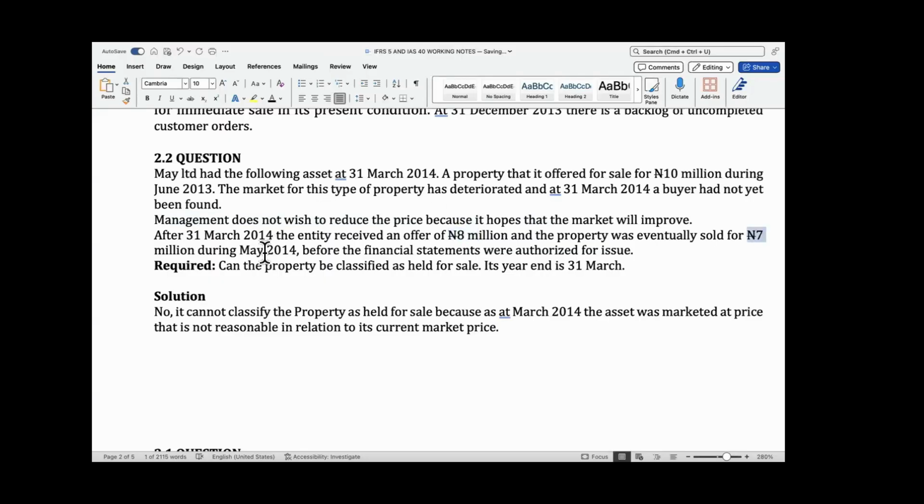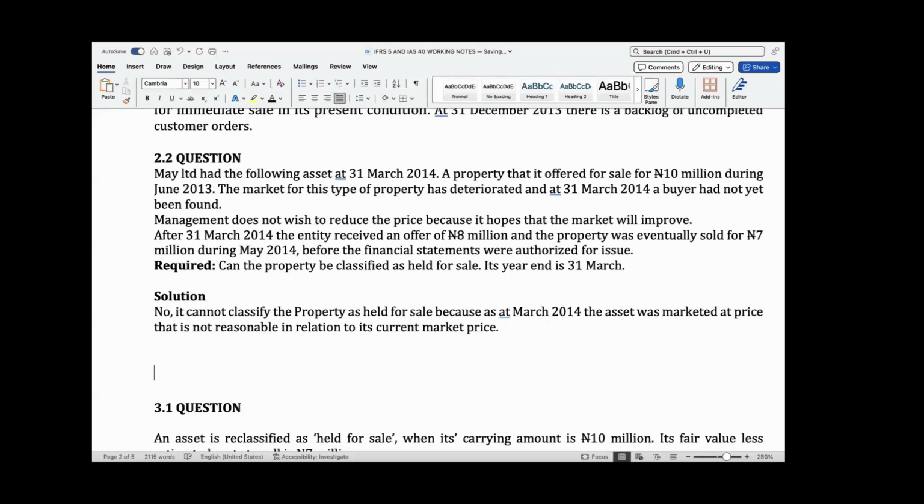So why this question is important is that some people might say, Shibi, they have sold it in March before the financial statement were authorized for issue. And they might think it's an adjusting event. No, it's a non-adjusting. So even though they were able to sell it only after the end, you will not go and then, because of that, classify the asset as held for sale as at the end of the previous year. No, you will not classify it as held for sale because we are not marketing it at the price that is reasonable. Good one, Mary.